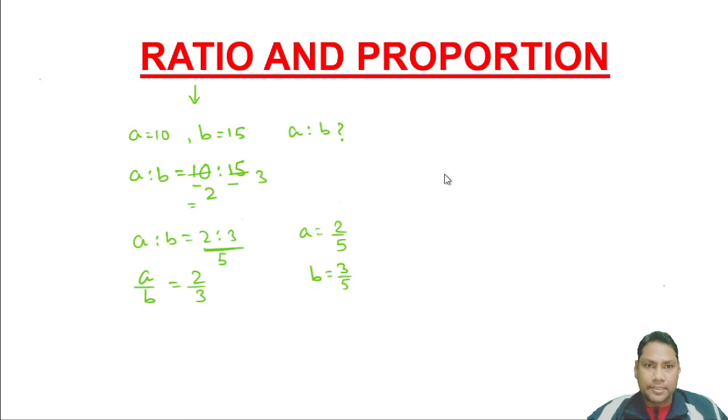Now let us understand by taking the example of a bread. Let us take a bread. Now we will divide it into 5 equal parts: 1, 2, 3, 4 and 5. Now A will get 2 parts, and the rest will go to B.